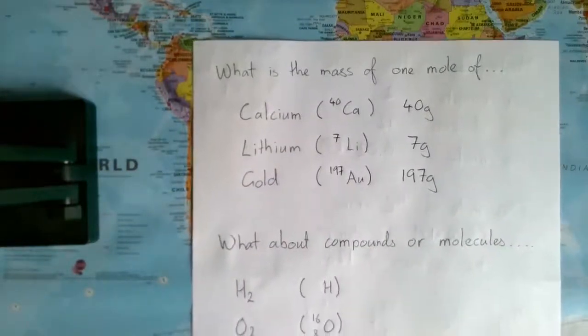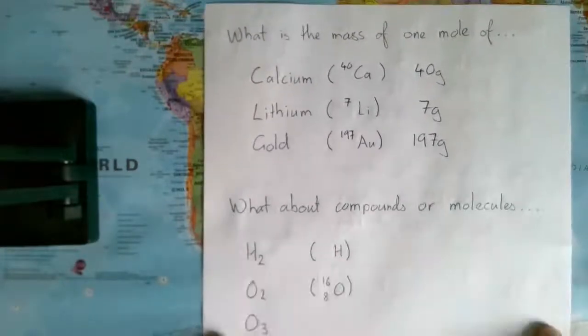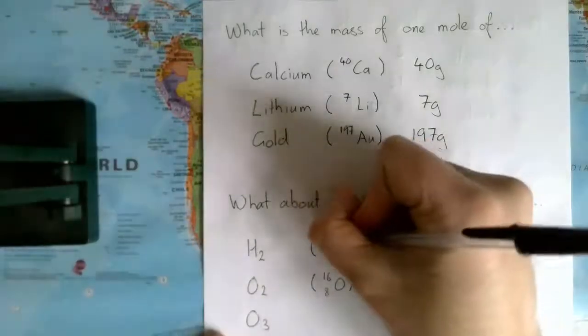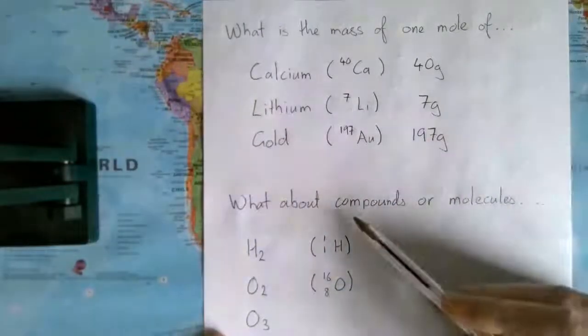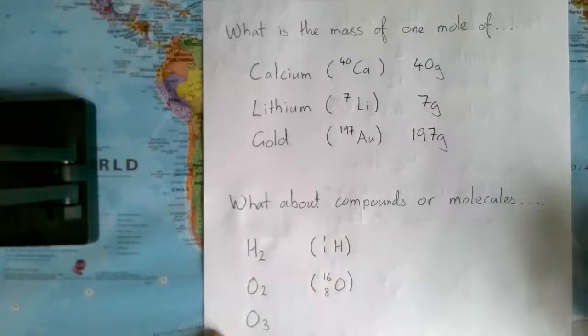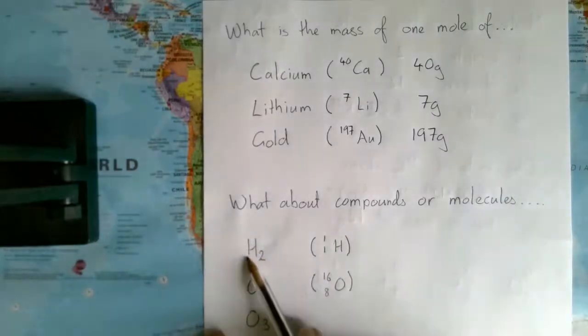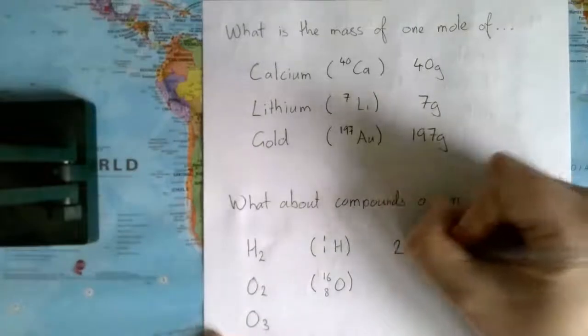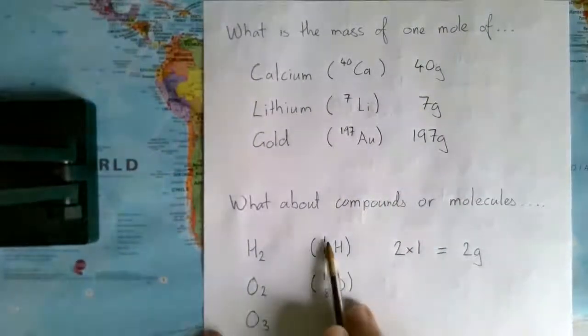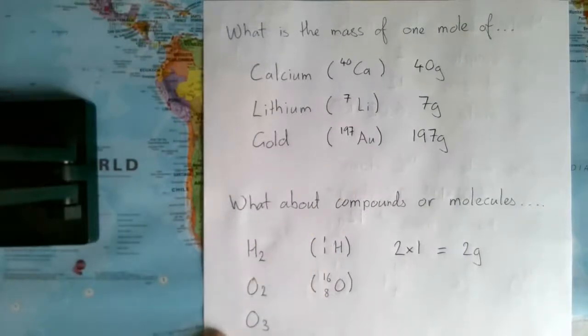So, what about compounds or molecules? Right, so here are 3 molecules to start. Hydrogen, we look it up. It's 1 and 1. Oxygen has a mass of 16, and we're only looking at the mass, so we're not worried about the atomic number just now. H2 means there are 2 hydrogen atoms in the molecule. So it's simply 2 times 1, 2 grams. The 1 came from there, there's 2 of them.